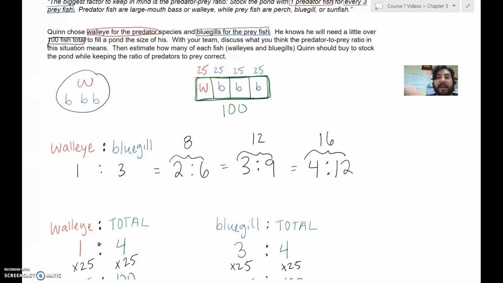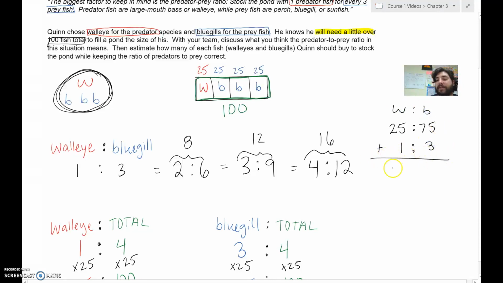If you caught this, nice job. He needs a little over 100, a little more. So we're not going to have 25 and 75, but we need just a little more. So let's add another one of these ratios. Let's add one walleye, and if we do that, we need to add 3 bluegills. So we would have 26 walleye and 78 bluegill.